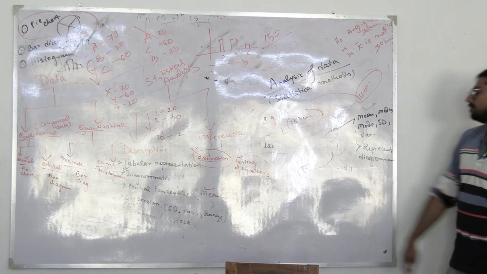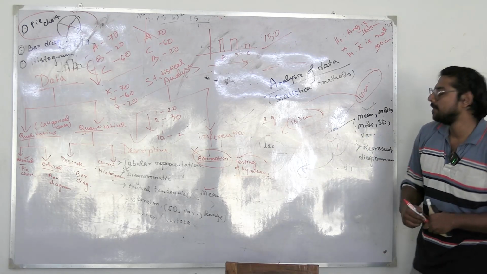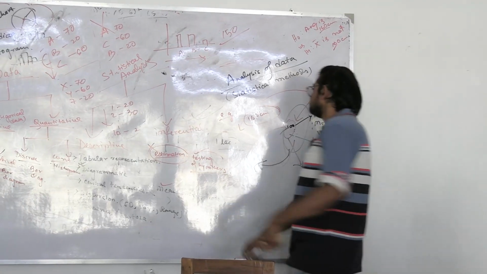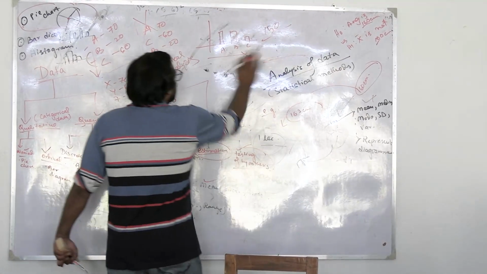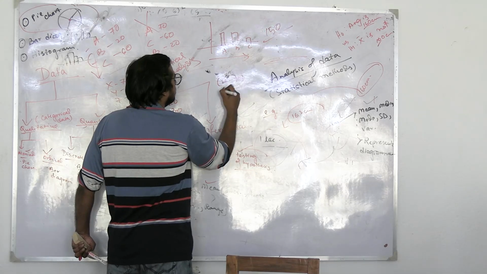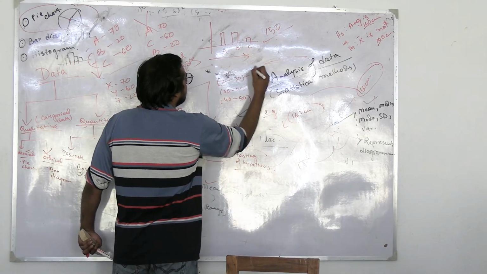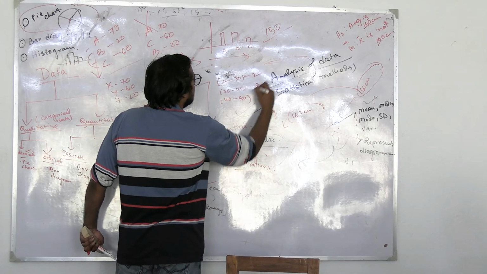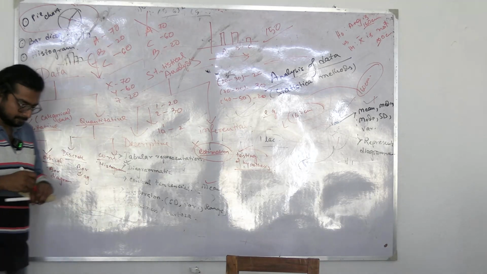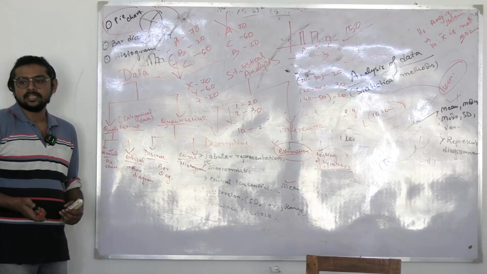Now, when to use what? That is more important, because everyone knows what these are. Formulas you can mug up, but when to use them? Say I have data like this, and the frequencies are, say, 20, 30, 20. Correct? Can we find the mean? Yes.